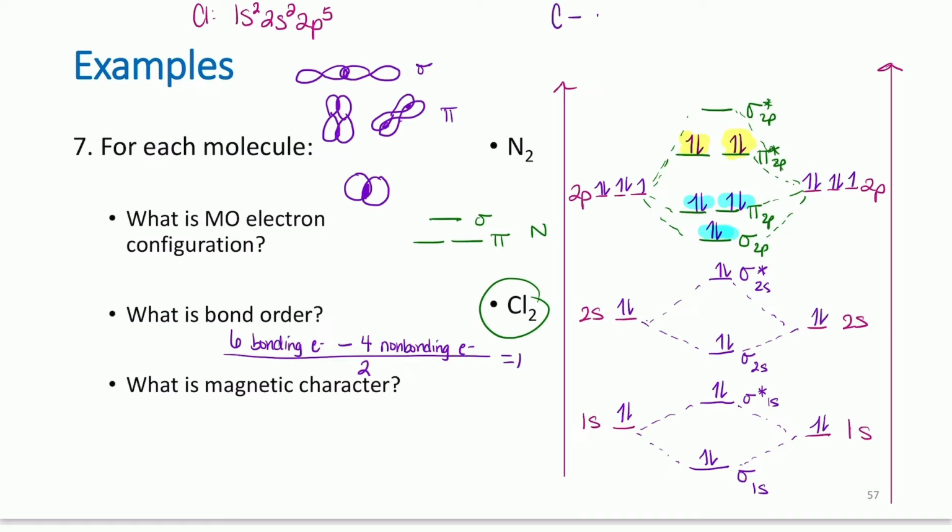That tells me that there is 1 bond in the Cl2 molecule. If I drew out the Lewis structure, I would also predict that as 1 bond. And what is the magnetic character? This is diamagnetic because it has no unpaired electrons, which also means it will be repelled in a magnetic field.